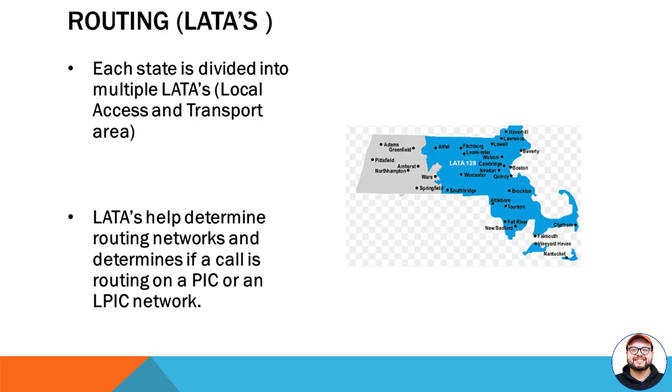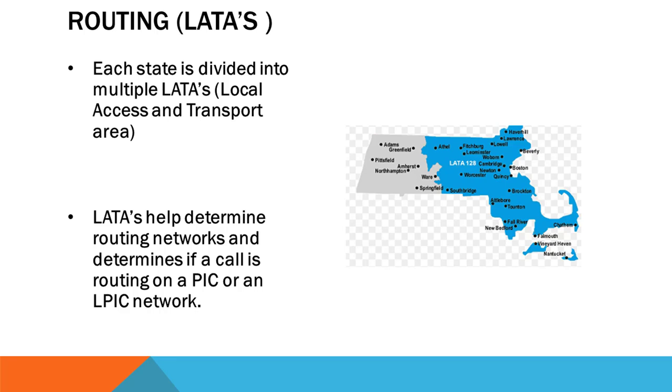Okay, so on the next slide, we're talking about LATAs. Each state is divided into multiple LATAs. A LATA is a local access and transport area. All a LATA does is help determine routing networks, and it determines if a call is routing on what we call a PIC or an LPIC network. I will get into what a PIC and LPIC network is on the next slide. But for now, we're just going to explain and really understand what a LATA is.